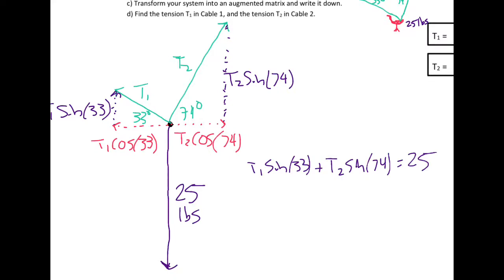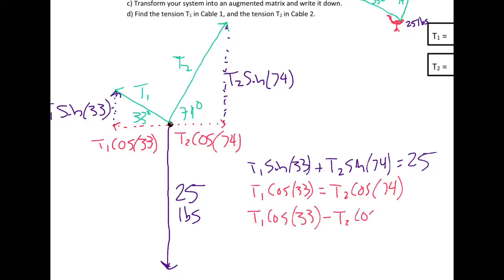And then we can do a similar thing with my horizontal components. I get the equation T1 cosine of 33 equals T2 cosine of 74 because my horizontal components need to be balanced as well. So they have to be equal. So I'm going to rewrite that last one as T1 cosine of 33 minus T2 cosine of 74 equals 0. And you hopefully know why I did that. But now let's go ahead and write this as a matrix to enter into our calculator.